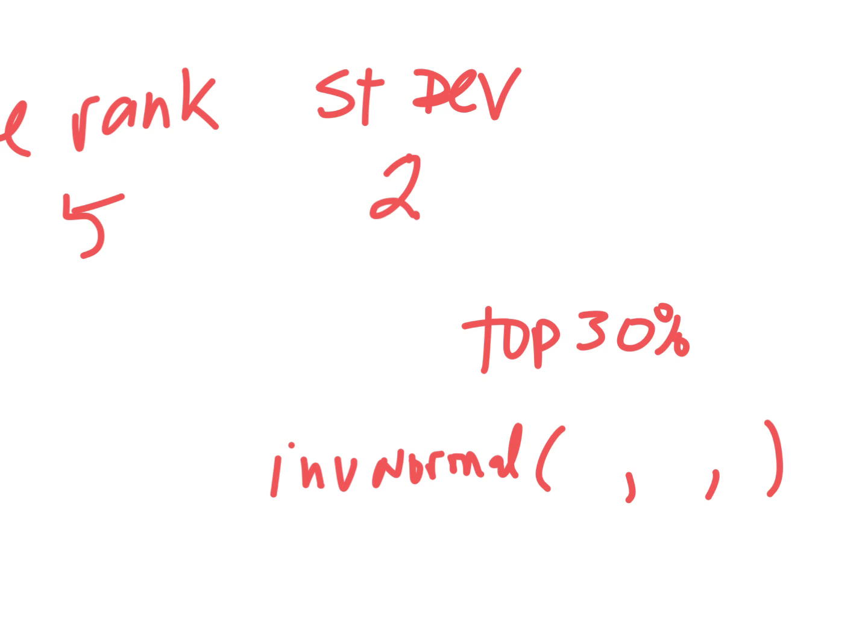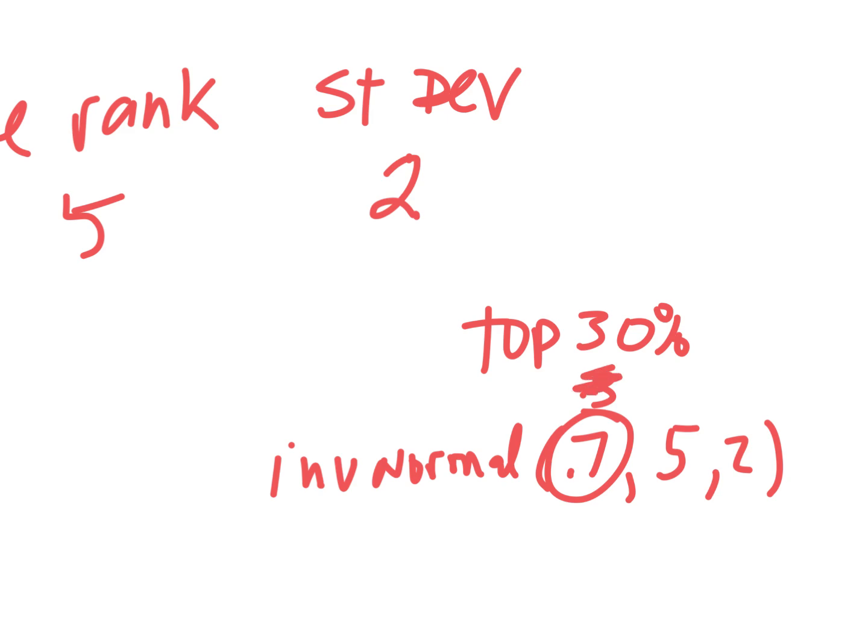Okay, Carter, explain why you never actually put in 30% into this thing. What do you put in instead of 30%? Yeah, 0.7. If I had done 0.3 here, instead of the answer I wanted, what would it have done? It would have given me the bottom 30%. Good. And I want the top 30%.